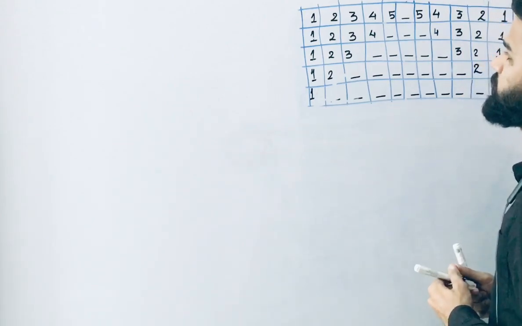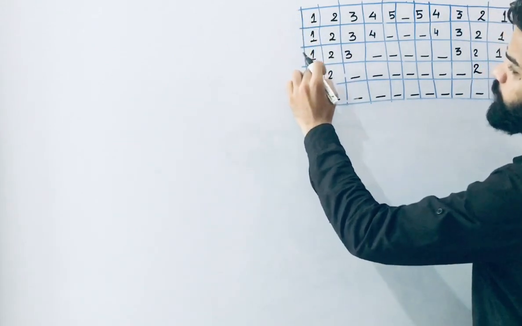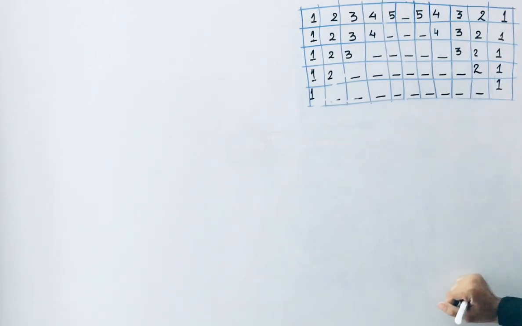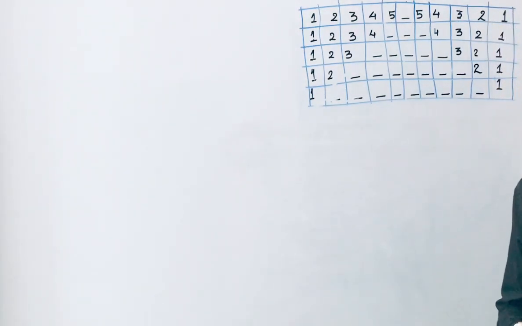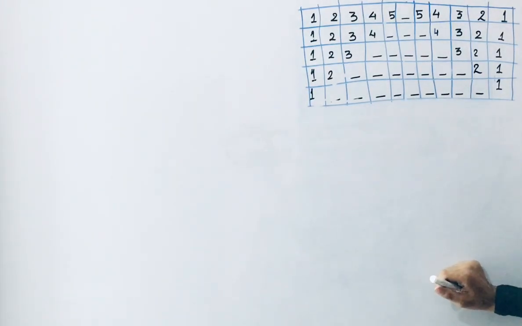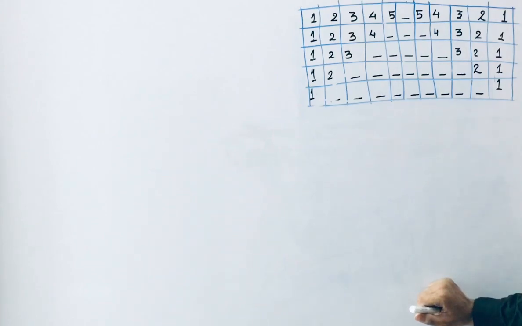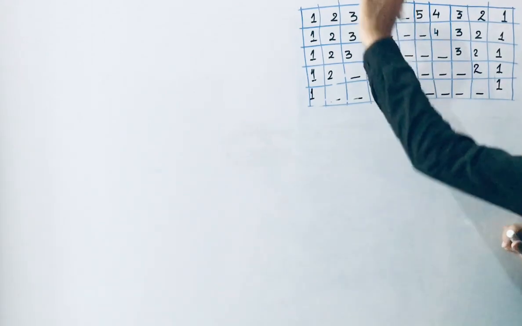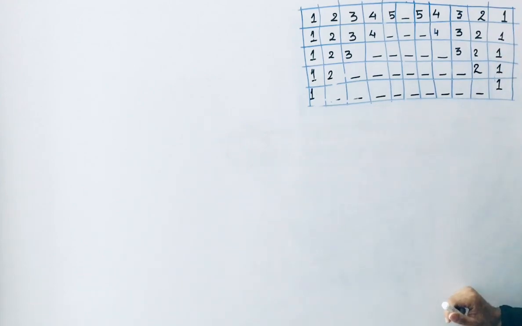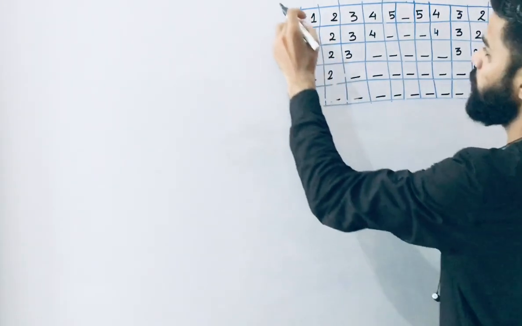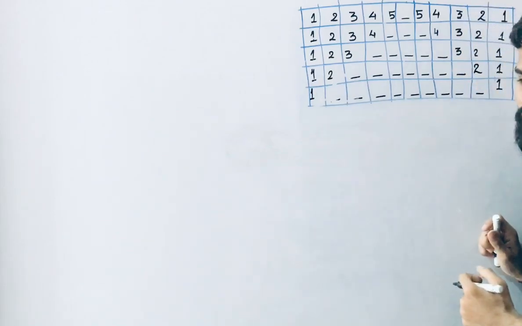First of all, what we see: 1 2 3 4 5, total 5 terms, or we can say 5 rows. Class, be very careful because it is a very complicated pattern, so you all need to understand it in a very easy way. That's why I am explaining it this way. Be careful and try to understand. Basically there are total 5 terms or 5 rows. Why? 1 2 3 4 and 5.